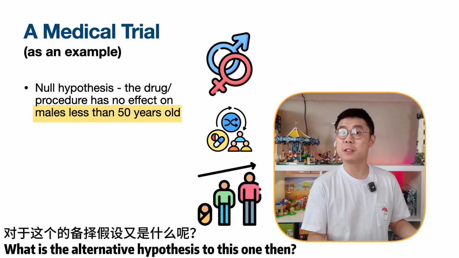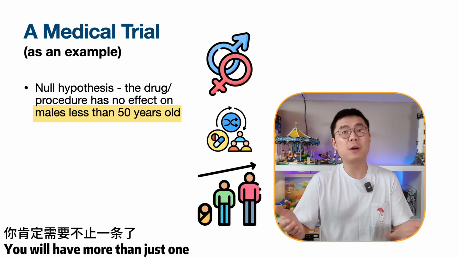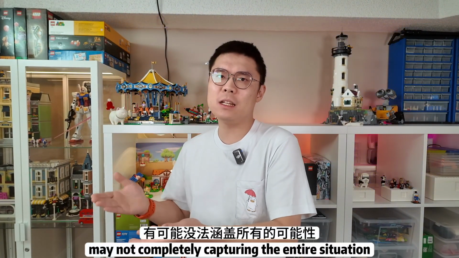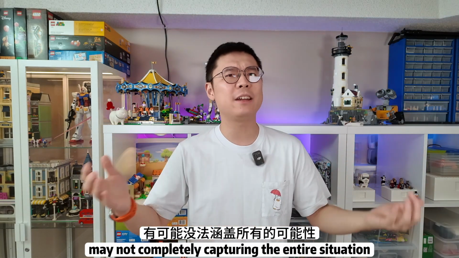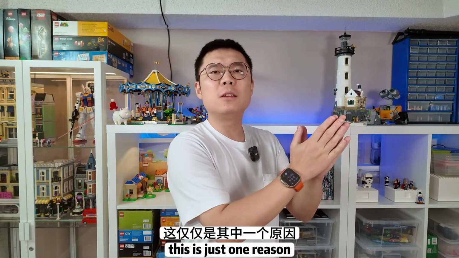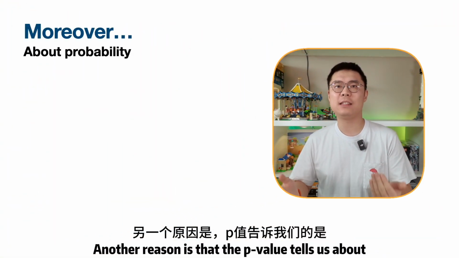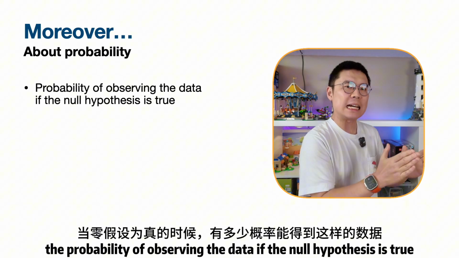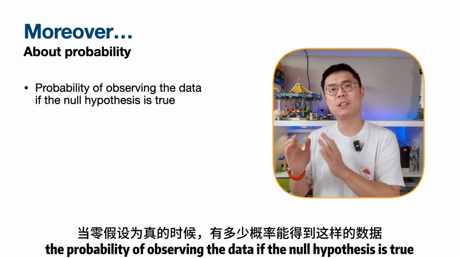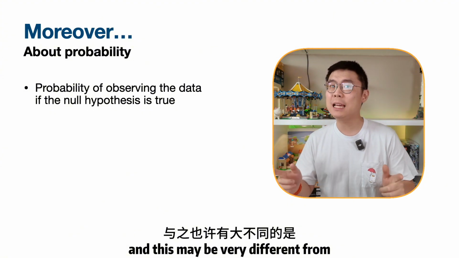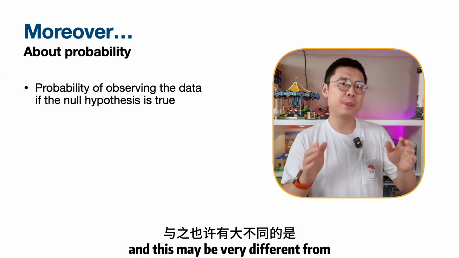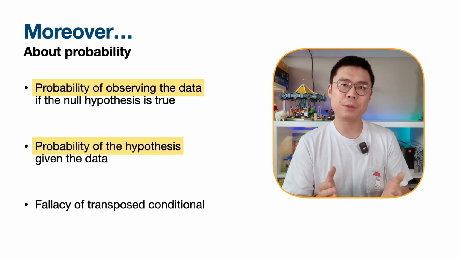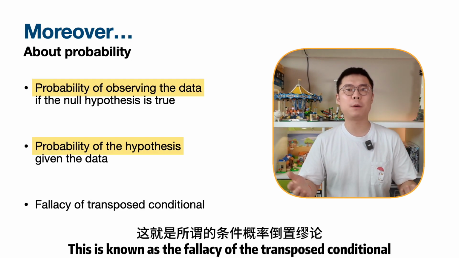What is the alternative hypothesis to this one then? You will have more than just one. The null hypothesis you made and their alternatives may not completely capture the entire situation. This is just one reason. And another reason is that the p-value tells us about the probability of observing the data if the null hypothesis is true. And this may be very different from the probability of the hypothesis given the data. This is known as the fallacy of transposed conditional.